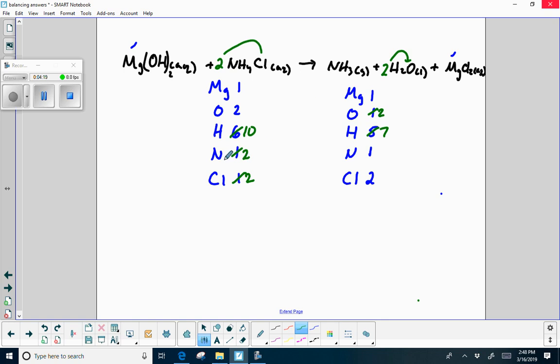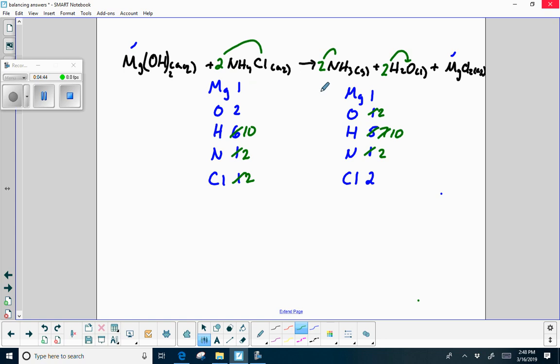Well, it looks like I've got 2 nitrogens here, so only 1 here. So put a coefficient of 2 in front. What that means is I'm going to have 2 nitrogens, so that's okay. And I'm going to have 2 times 3, so 6. But remember, we also have 7, 8, 9, 10 extra hydrogens here, so we have 10 hydrogens there. And looks like we're balanced.